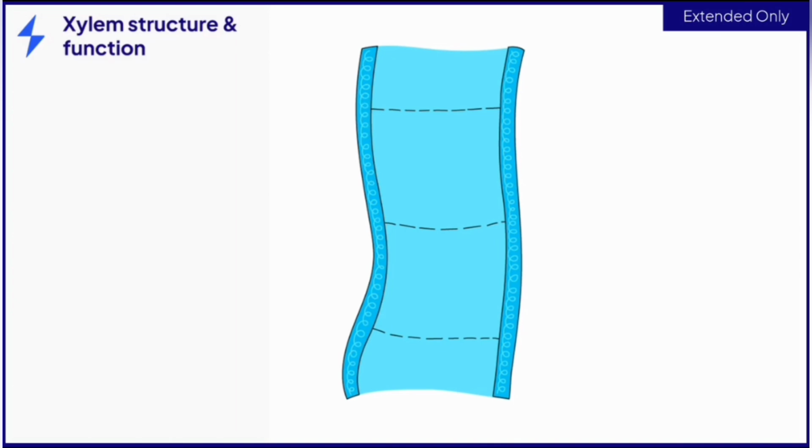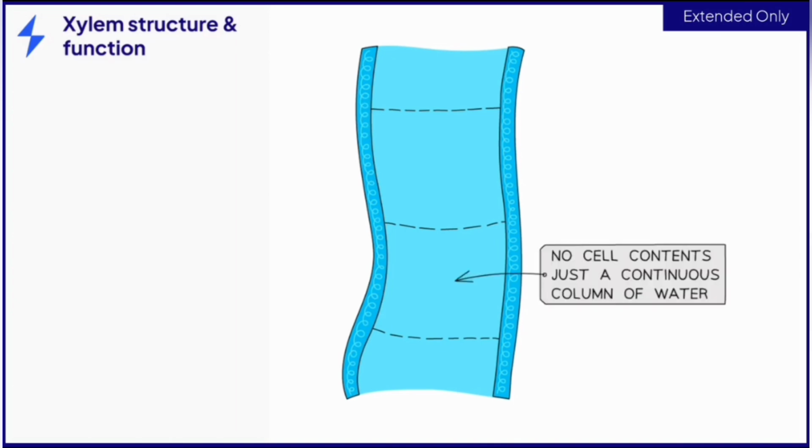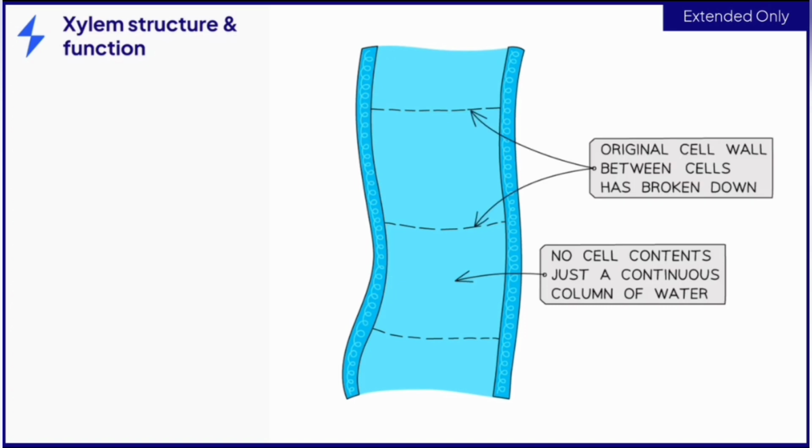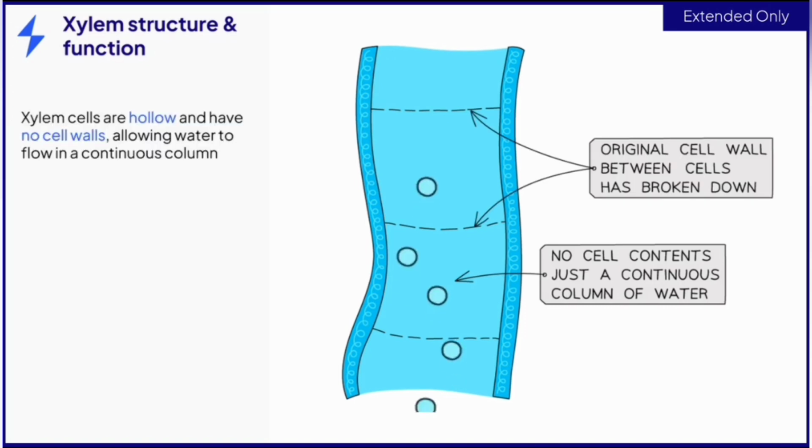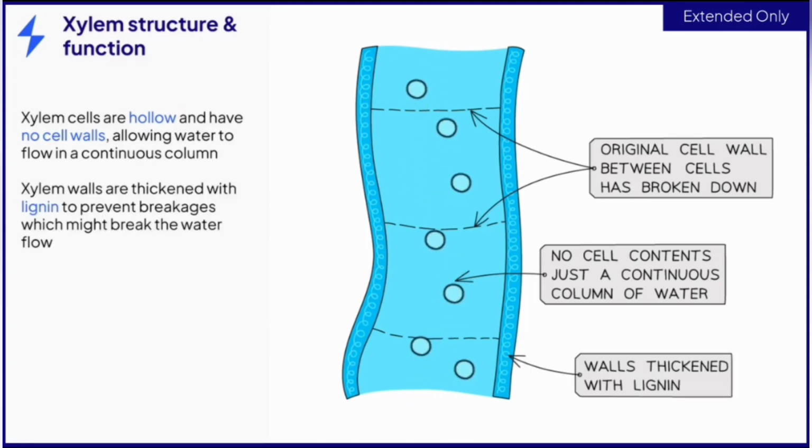The cells are not living, so require no cell contents, and the cell walls between cells have broken down. The resulting hollow tubes allow water to flow in a continuous column. The walls of xylem cells are thickened with a material called lignin. This prevents breakage of vessels which could break the flow of water. You should be able to clearly relate each xylem structure with xylem function.